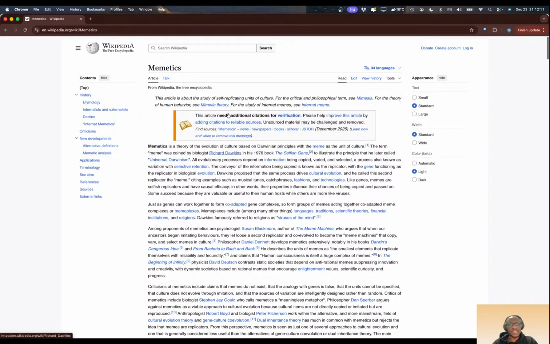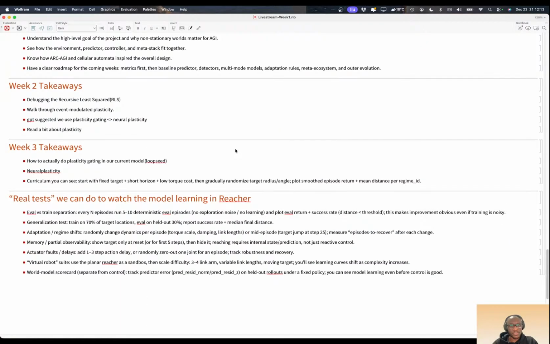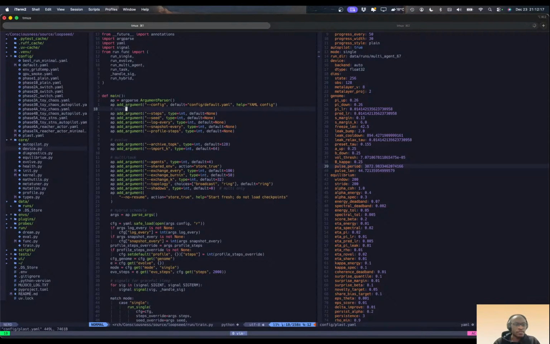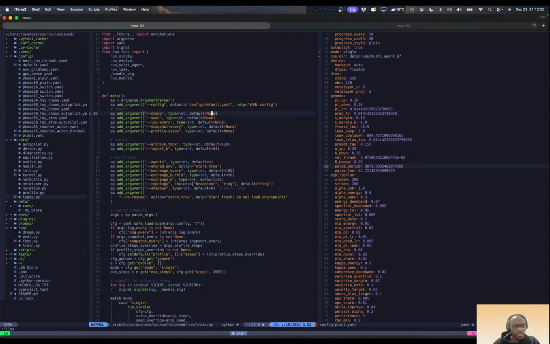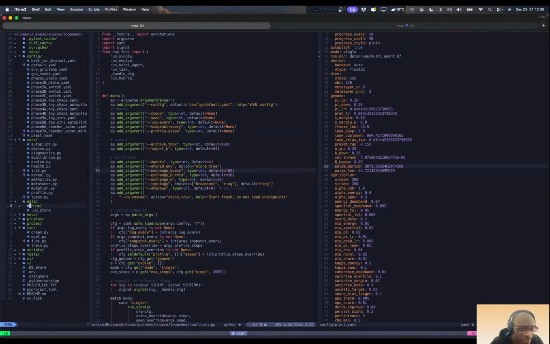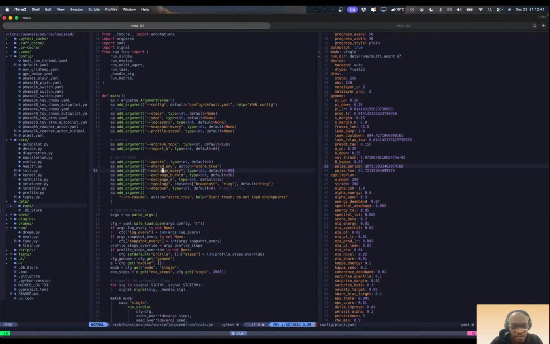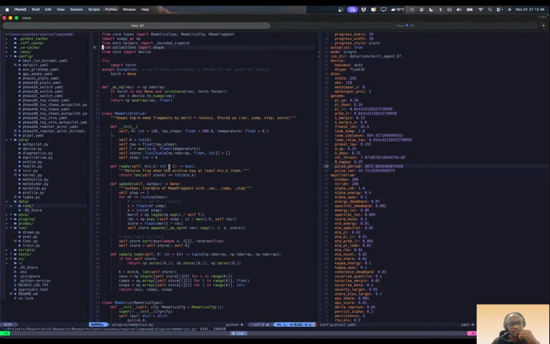So this memetics idea, let me just show you the code. If you see from the code, I have this plugin somewhere. Memetics. Oh my god, my editor just got stuck for some reason. Okay, let's try again. So memetics. I have the entire code scoped out for everything.